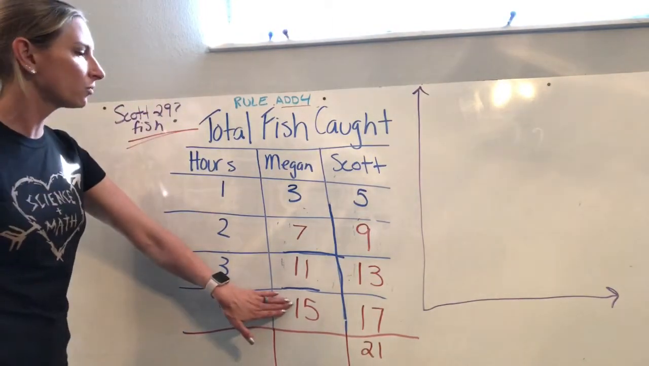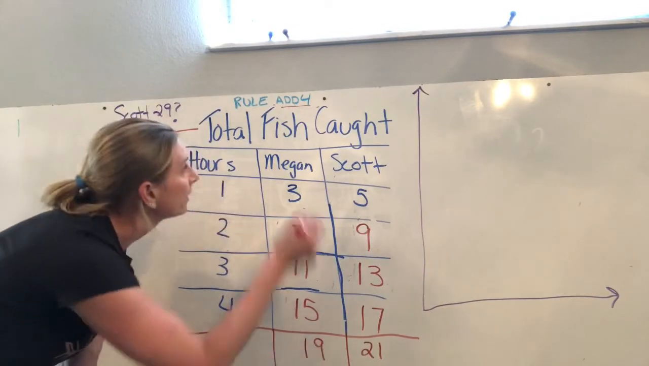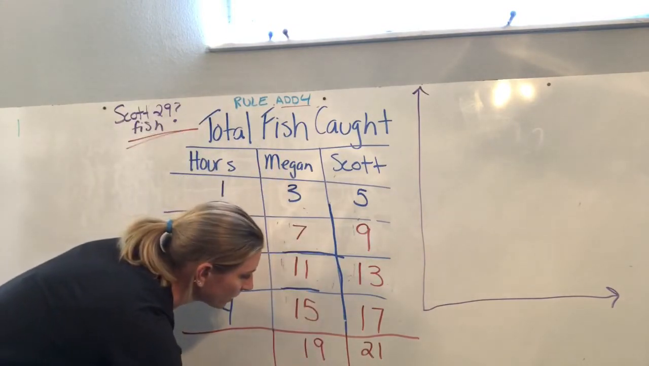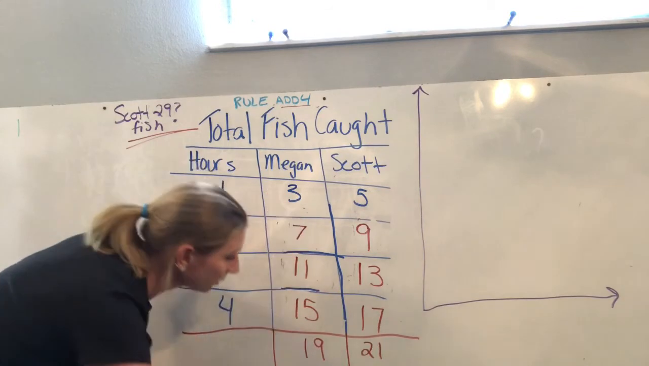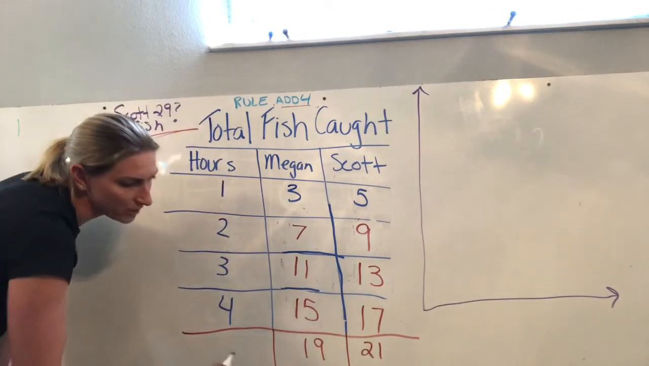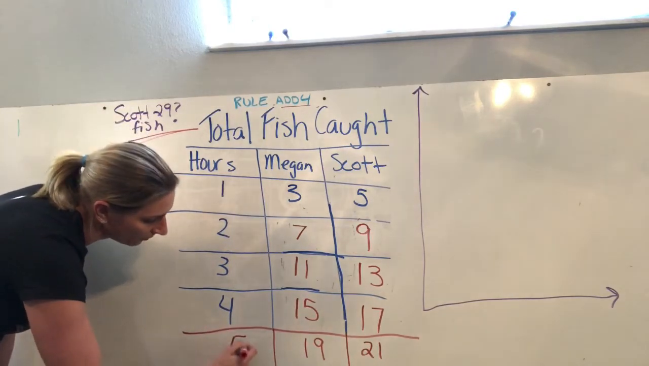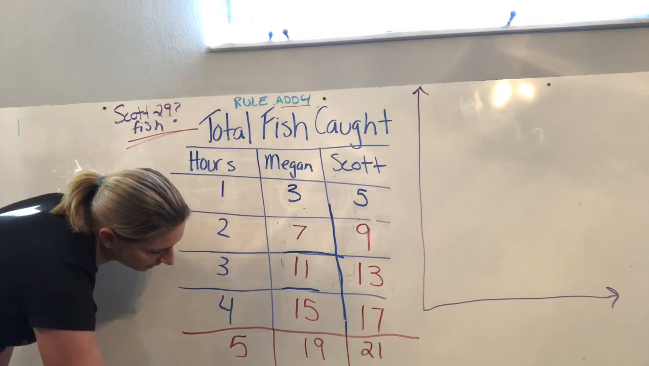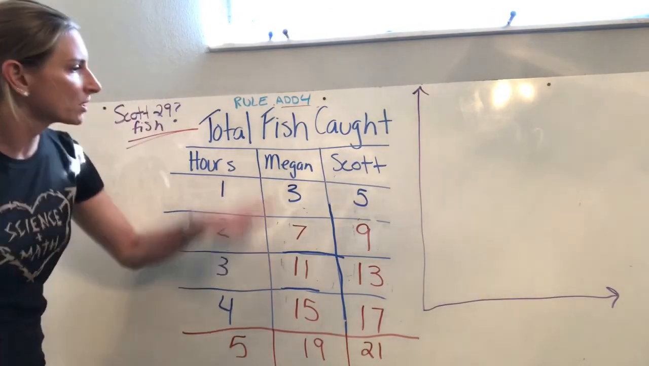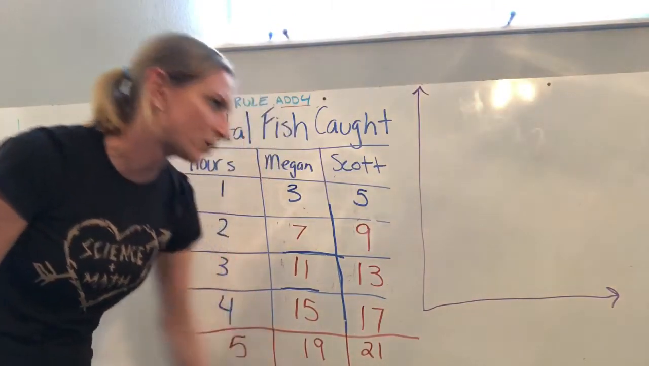So let's continue the rule. So 15 plus 4 is 19. 19 plus 4 is 23, and 23 plus 4 is 27. So if I wanted to continue my hours down to know how many hours it took for them to catch that, I would have 4, 5, 6, and 7. So it's 7 hours. Megan has caught 27 fish, and Scott caught 29 fish.